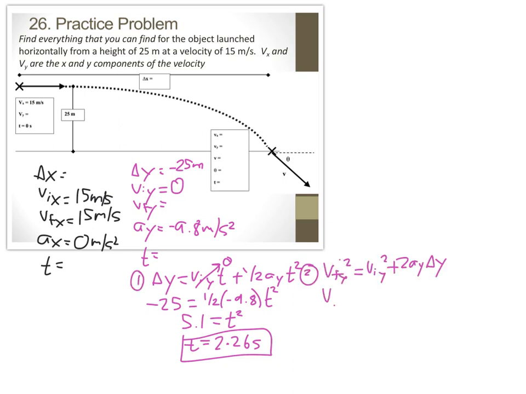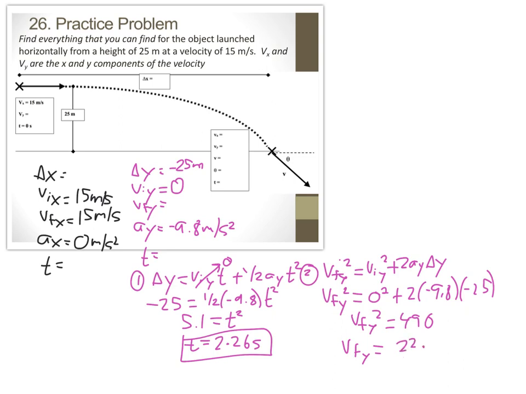I can also go ahead and solve for my final velocity. So for that final velocity, I'm going to use my VF squared equation. Again, I'm just using all these subscripts here to show that it's all for the y direction, but it's the same equation. So we have 0 squared plus 2 times negative 9.8 times negative 25, which means VFY squared is going to be equal to 490. So when I take the square root here, I get the VFY is going to be 22.1 meters per second, but I always need to do a plus or minus since that y velocity is going down, it's going to be negative 22.1.